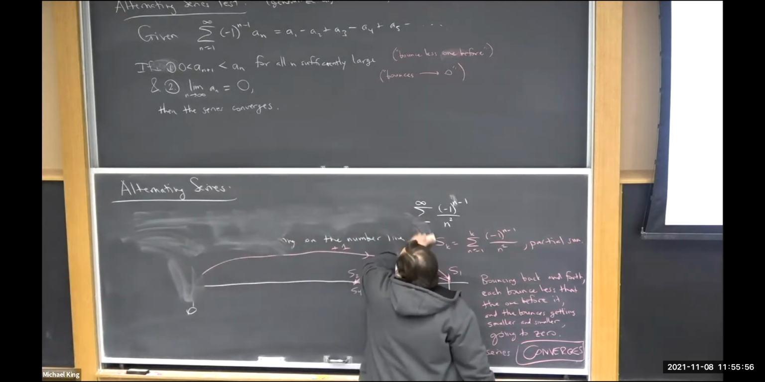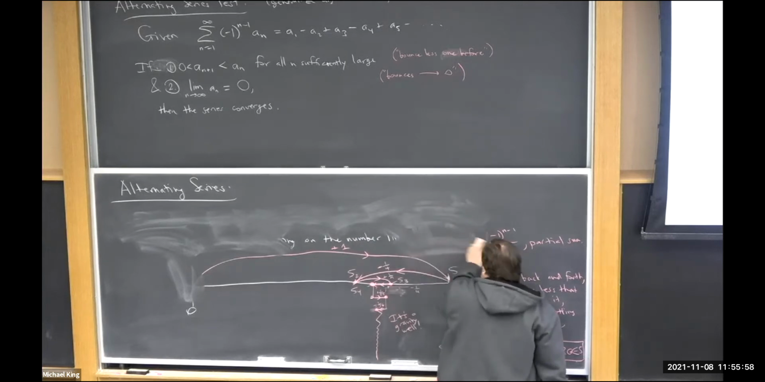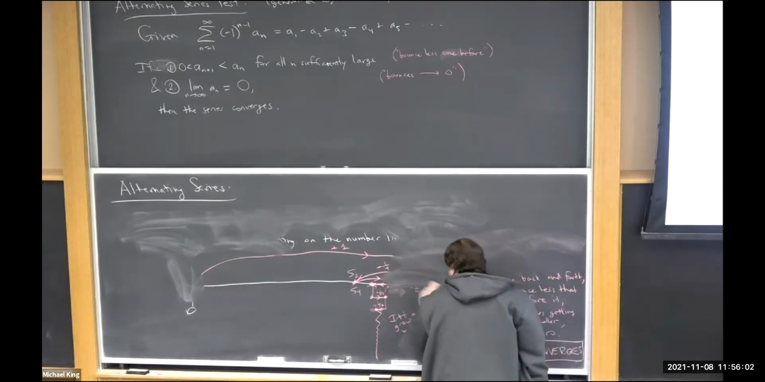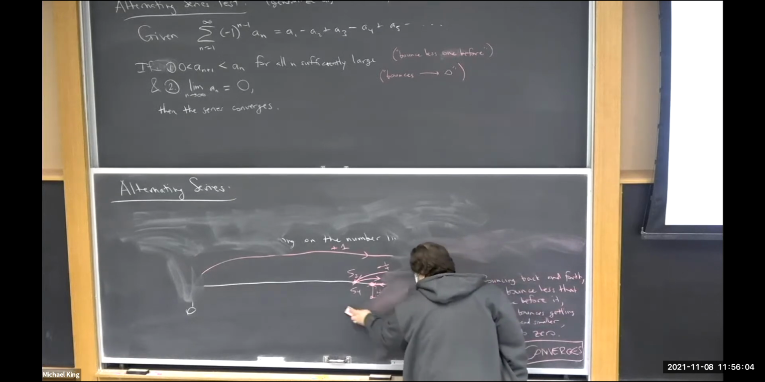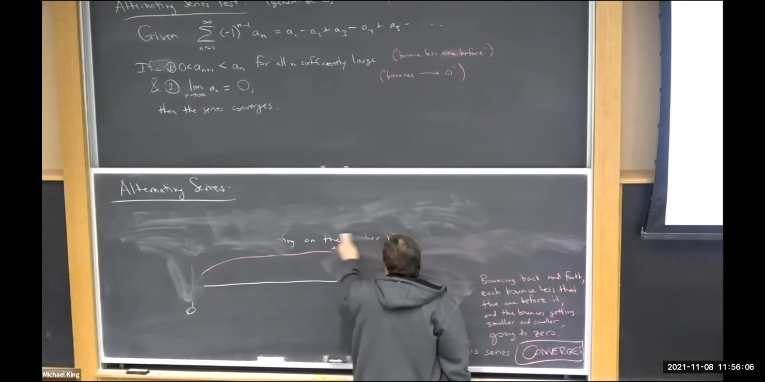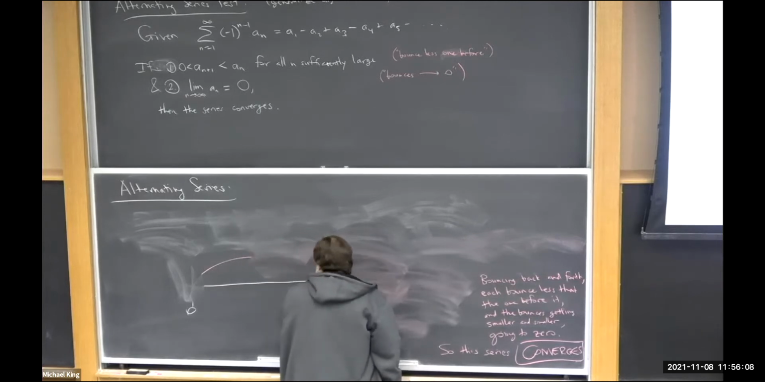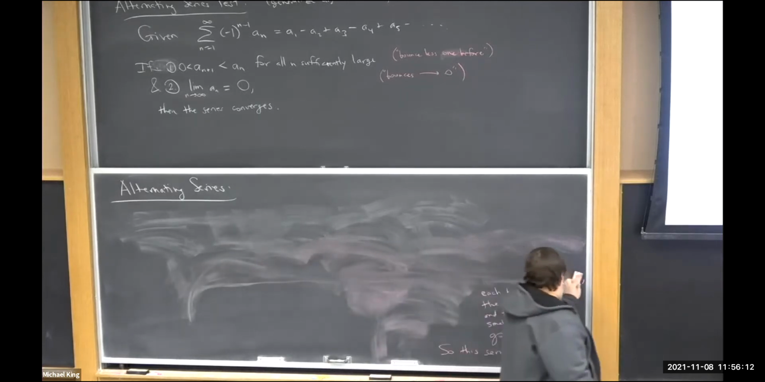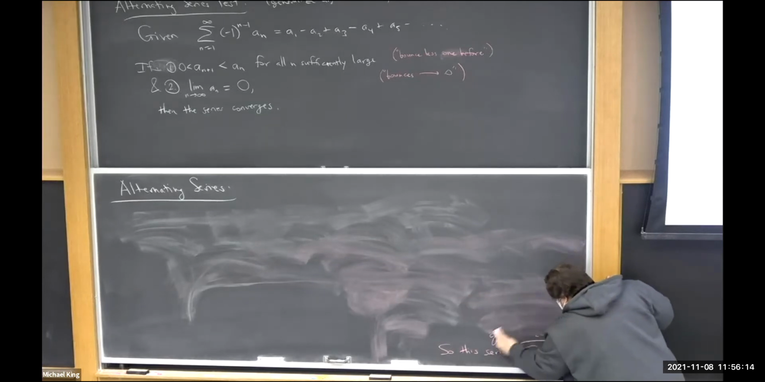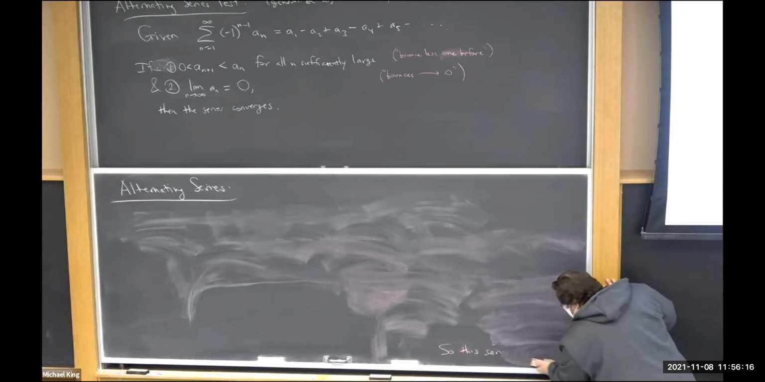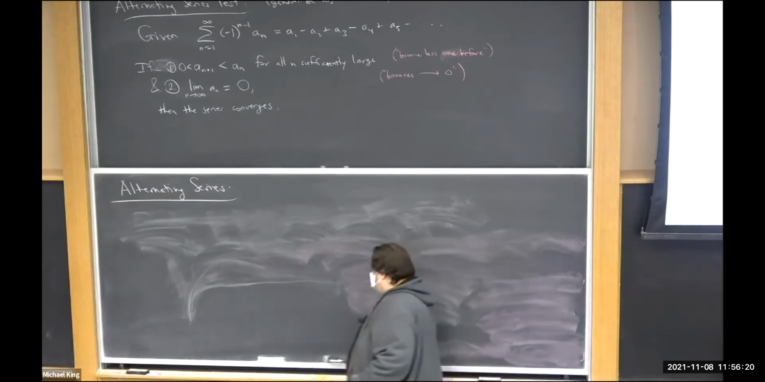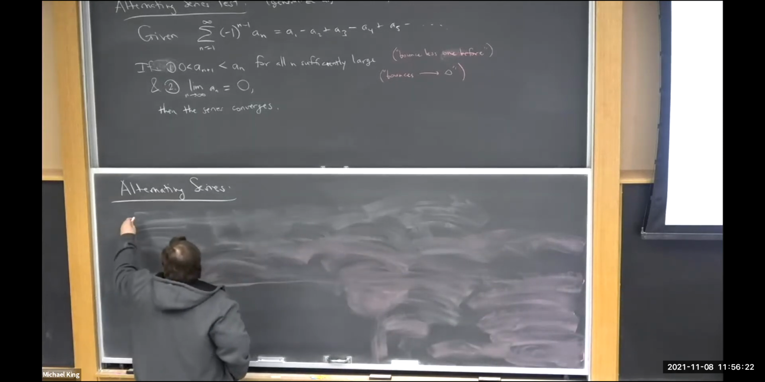I have to make a contrived example to break the first condition. But the second condition is really just like our test for divergence, right? If the terms aren't going to 0, then we're going to have a problem. The series just is never going to come to a stop. So, sort of non-examples.